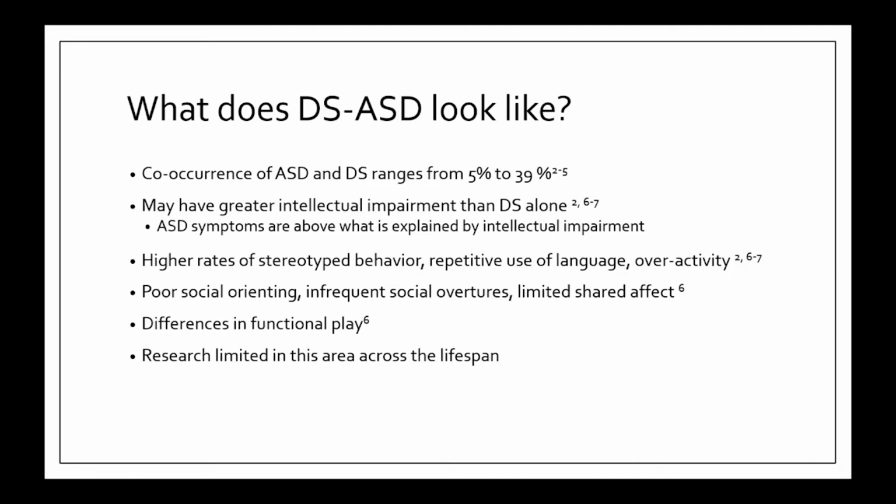As I mentioned before, when we think about Down syndrome and autism spectrum disorder, we're really focusing on that social piece and what are differences in social interaction. So individuals with the dual diagnosis do have a harder time orienting to social interactions, so things like responding to their name or responding to really exciting things, like if a parent's like, hey, look at that, they might have a harder time with that.